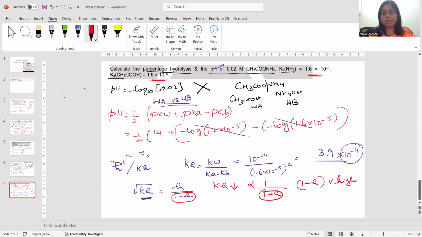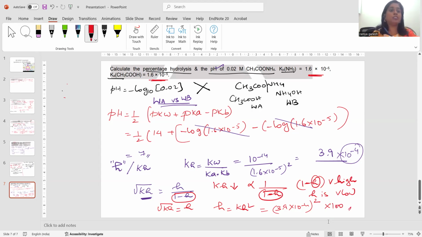When will this be very high? Only when h is very low. So I am neglecting the 1 minus h term here. So square root of Kh is equal to h. So what will be h? It is just 3.9 into 10 power minus 4 square. This is hydrolysis. For percentage hydrolysis, just multiply by 100. Clear, children? So in this video, we have seen the most frequently appearing question in chemical equilibrium and ionic equilibrium. Thank you so much.